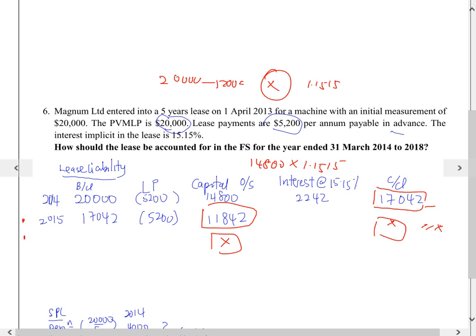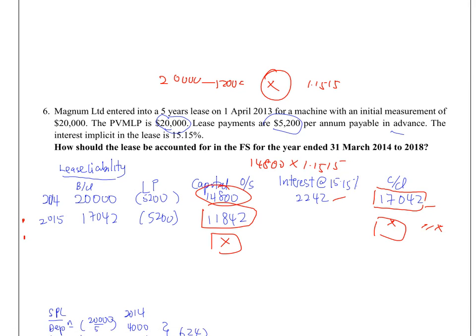Correct? But what happened if they ask, what is the interest charge in year 1? 14,800. You times with 0.1515 to get the interest. But if you want to get a total, you just add another 1. Including 1 means including the capital. So you try it here.